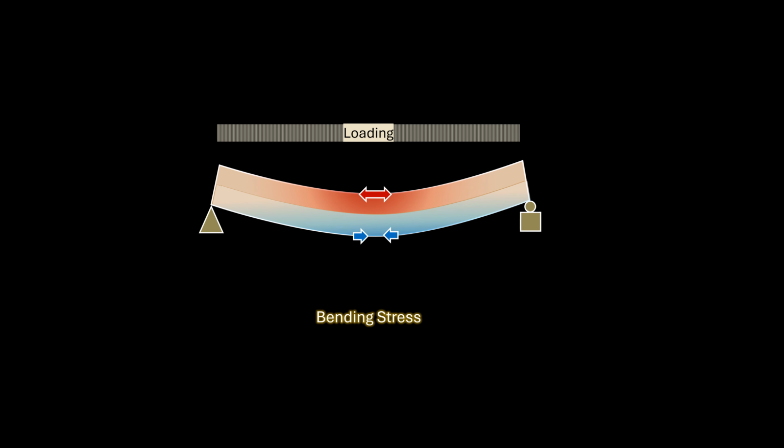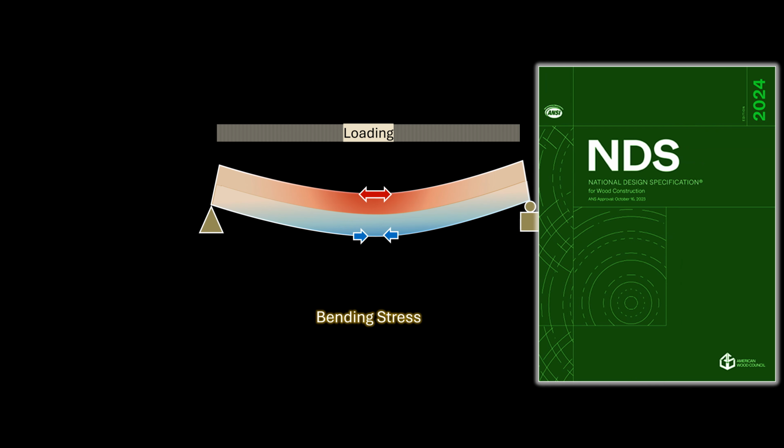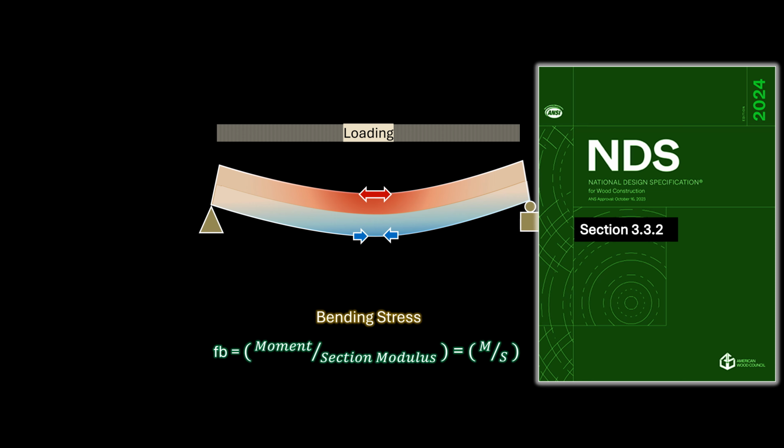Bending stress may be calculated using the bending stress formula that is provided in section 3.3.2 of the NDS. The bending stress is the quotient of the bending moment and the section modulus. Therefore, to calculate the maximum bending stress, we need to determine the maximum bending moment and divide this with the section modulus.